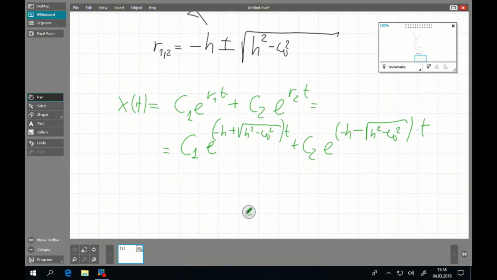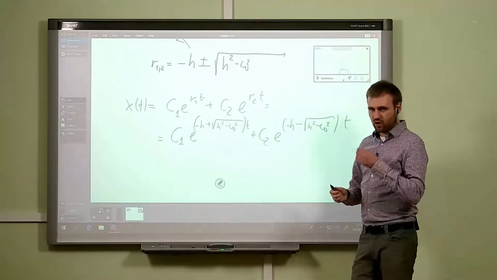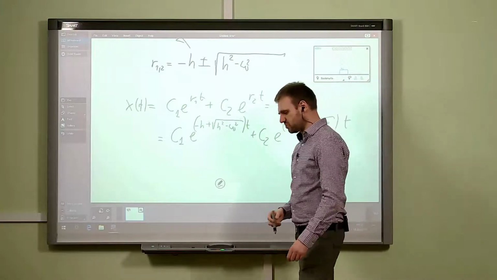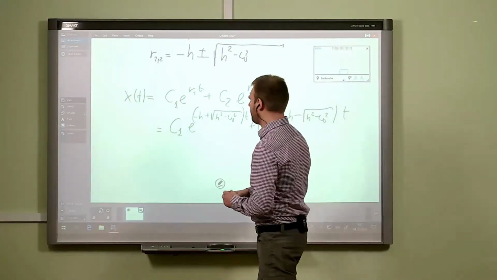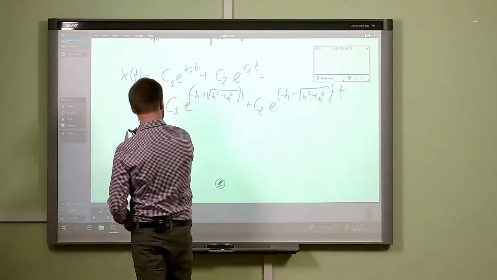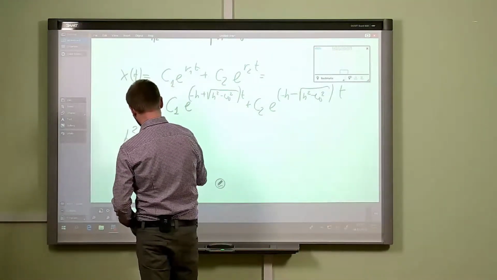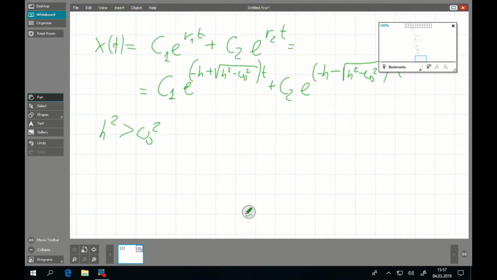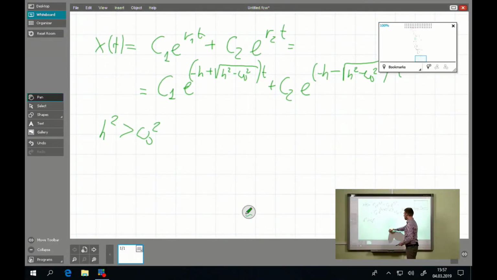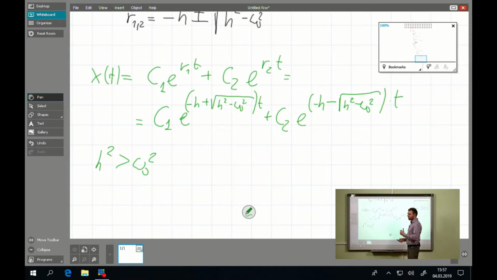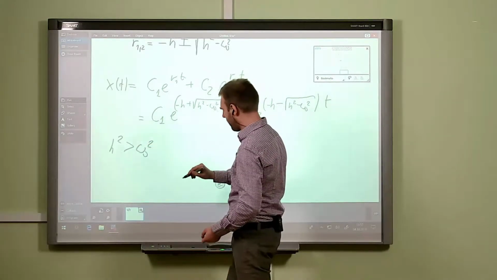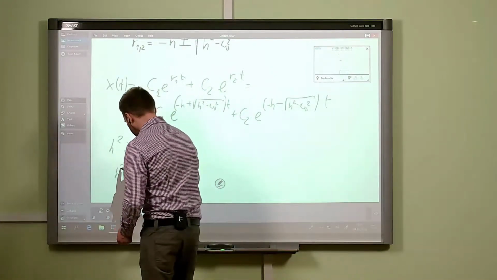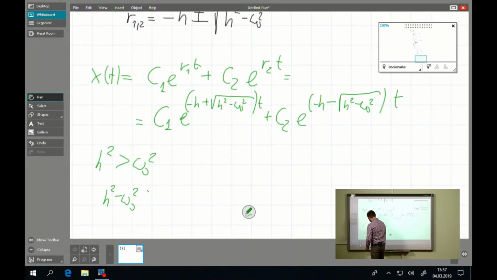Okay, it is the final form of the solution of the homogeneous part of our equation. Let's make some discussion. We can consider three cases. First case, where h square is bigger than omega square. Then here we have two real negative numbers, because if h square is bigger than omega square, we see that h square minus omega square will be bigger than 0.